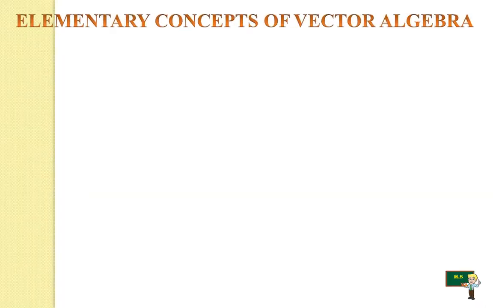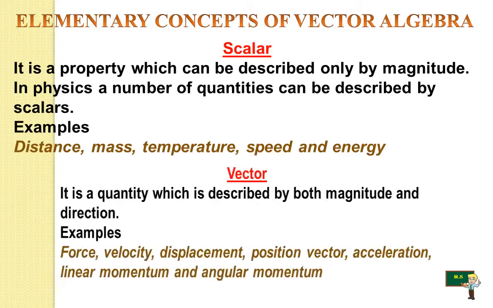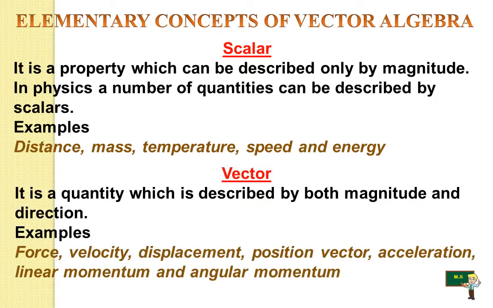Now, elementary concepts of vector algebra. Let me explain the concepts of vector algebra. First one, scalar. It is a property which can be described only by magnitude. In physics, a number of quantities can be described by scalars, particularly distance, mass, temperature, speed and energy. All these have magnitude but don't have any direction.